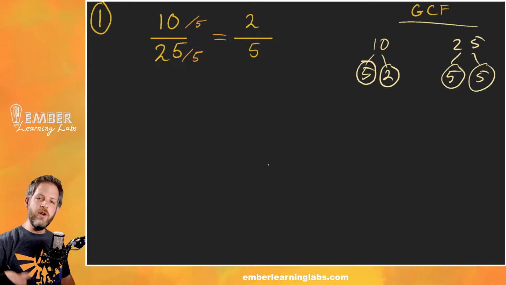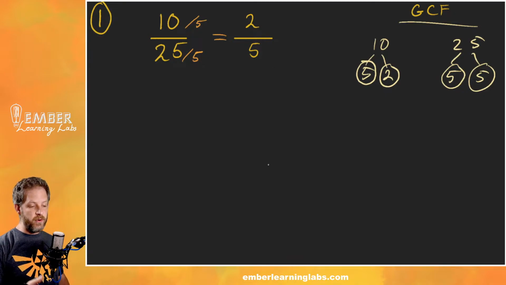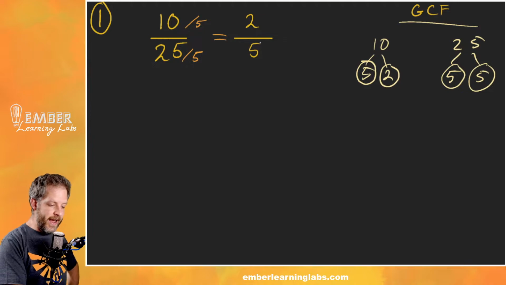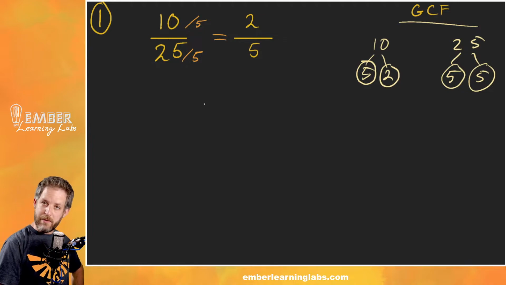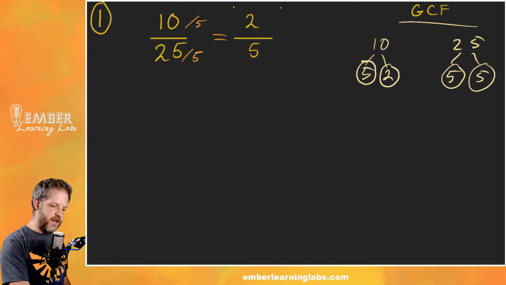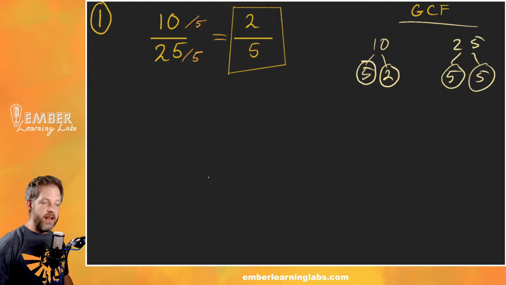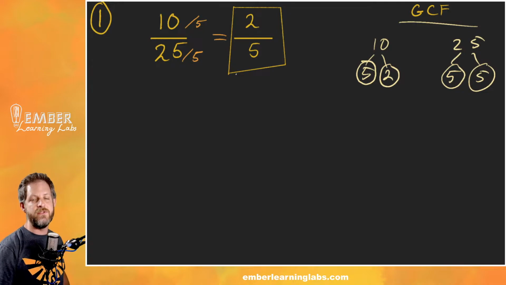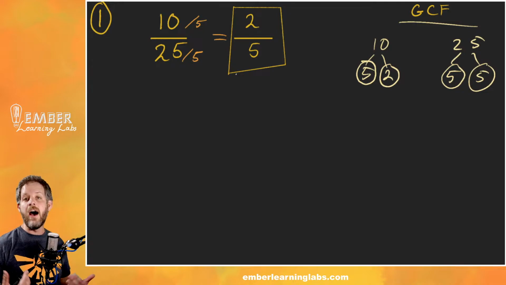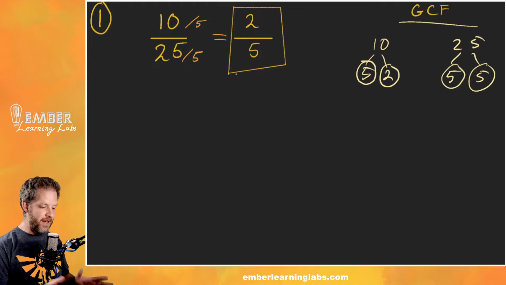Now, when we're reducing fractions, we know that we're finished if we can't divide by the same number. They don't have to be prime numbers. These do happen to be prime numbers in this particular answer. They're not always prime at the end, but they do have to be either prime or not have a common factor. If they don't have a common factor other than 1, then we're finished. So there's our first example. We're going to do another one.